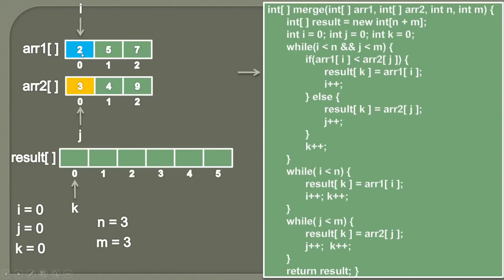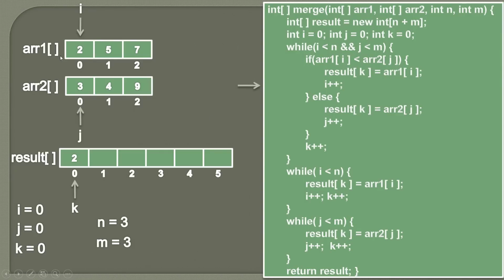Now as we have found the minimum value among these two values and we want to merge these two sorted arrays into this result array in sorted form, we simply assign the value at the ith index of array 1 into the result array at the kth index. So 2 will come here. Moving ahead.